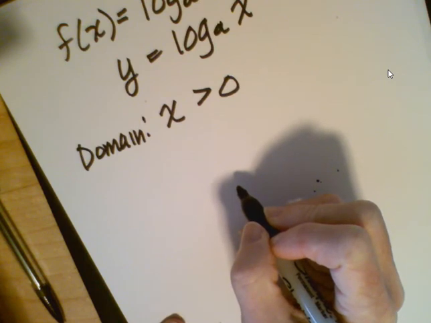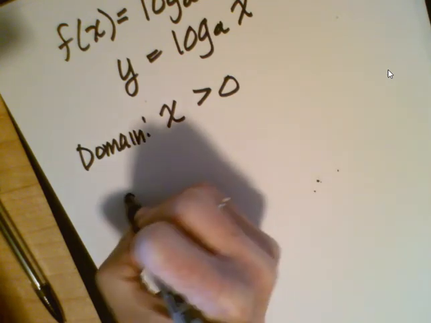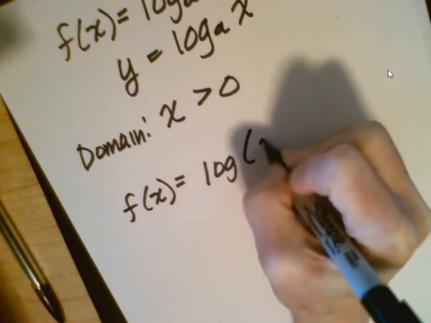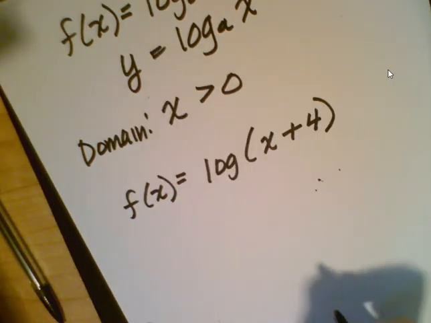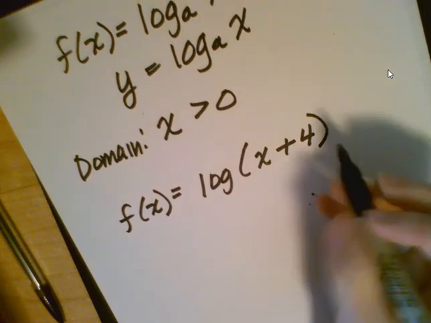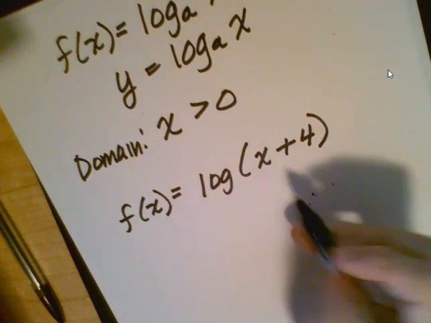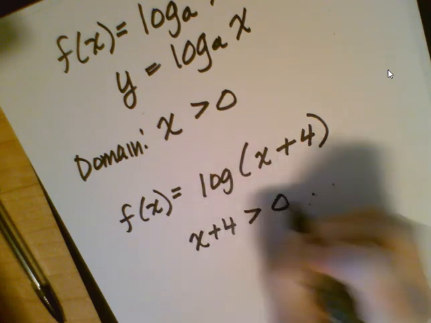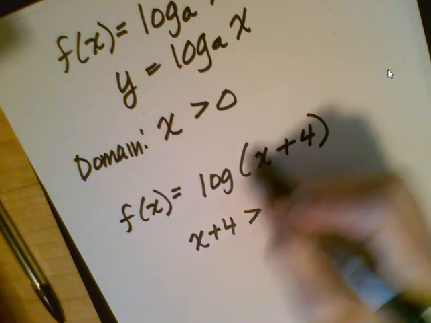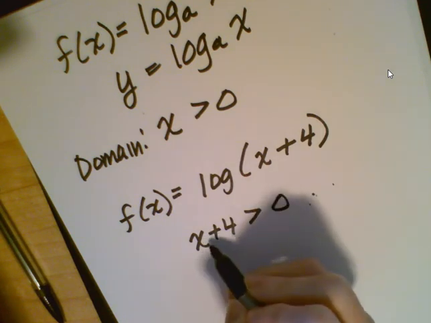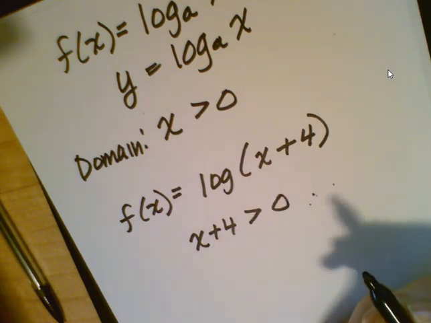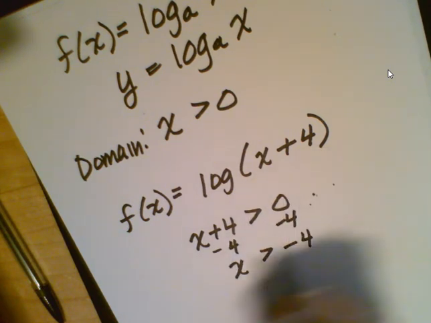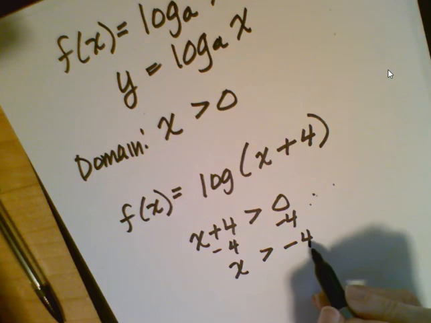So what if we're asked to find the domain of f of x equals the log of x plus 4. Okay, what's the domain? In other words, what values can x be? Well, here's how we figure that out. We say, well, x plus 4 must be greater than 0 because that's what we're taking the log of, x plus 4. So if we plug in an x, we must get a number that's greater than 0. So x must be greater than negative 4. So our domain is values greater than negative 4.